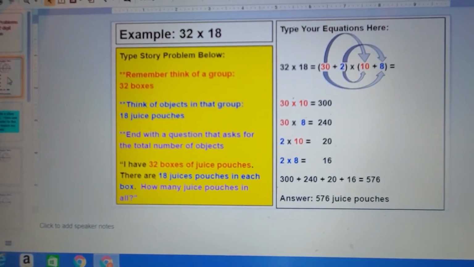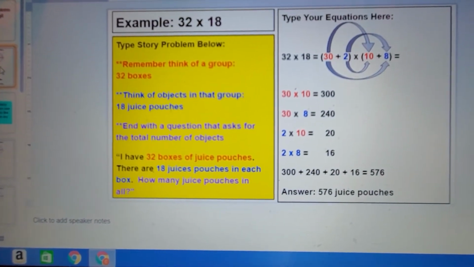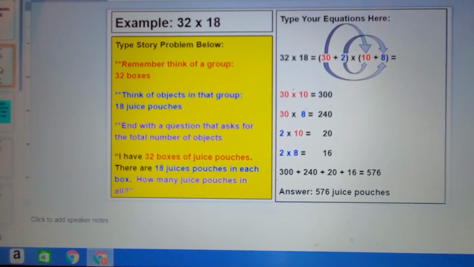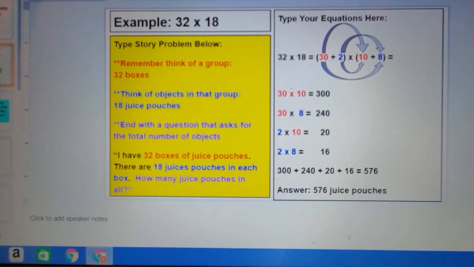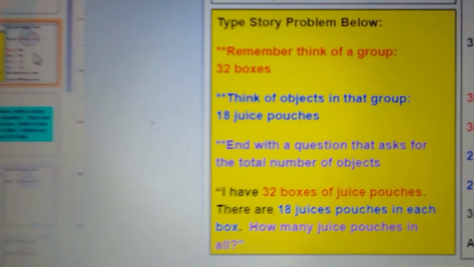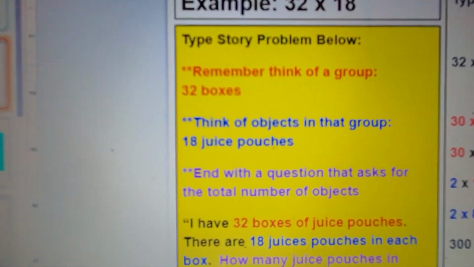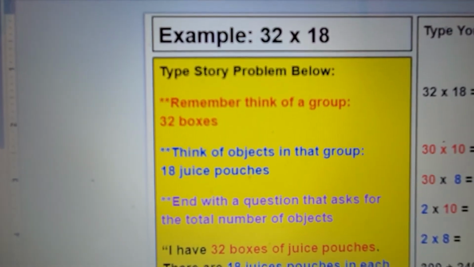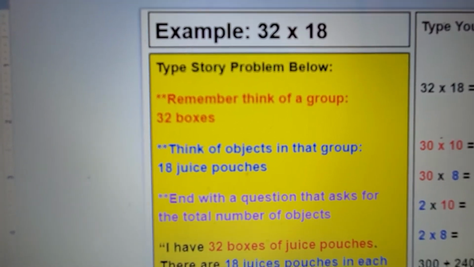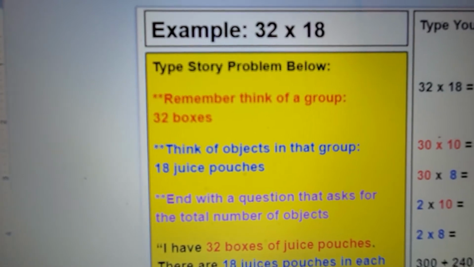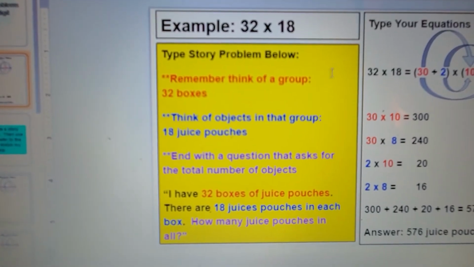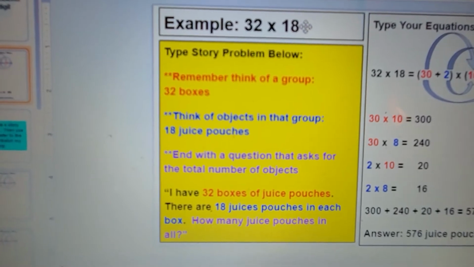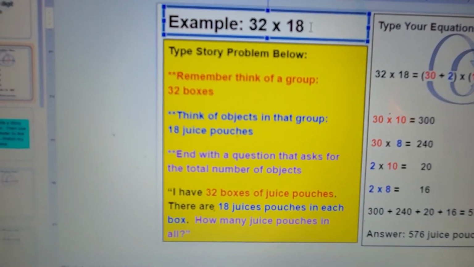So when you write story problems, let's start with that, because last week when I looked at a lot of story problems, one of the things that you have to remember when you're multiplying is that you're talking about groups of numbers. So I'm going to focus on this yellow box here. So let's say the example expression is 32 times 18. Actually, let's put an equal sign here because this actually should be an equation. So let me just fix that and put an equal sign.